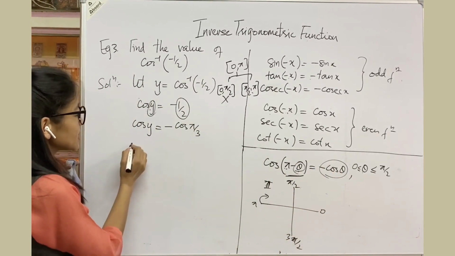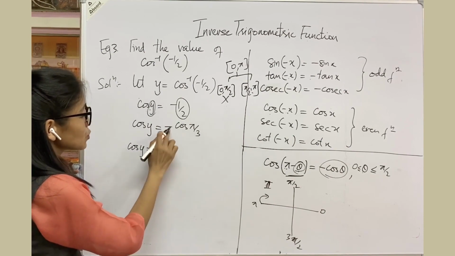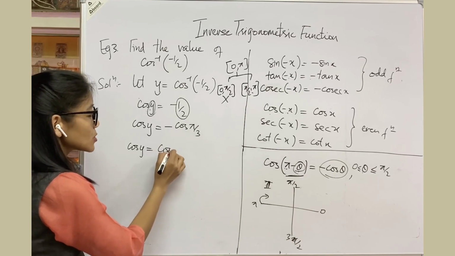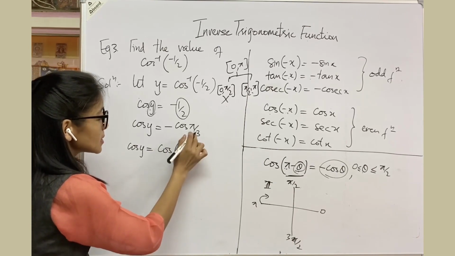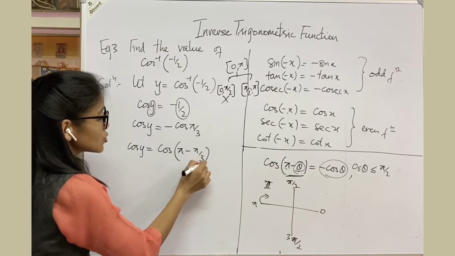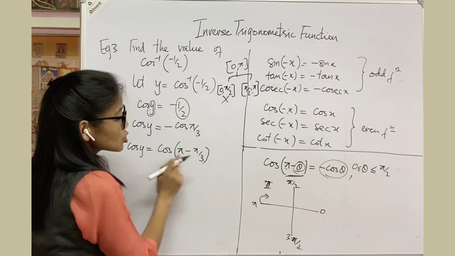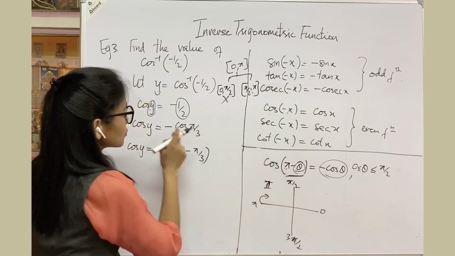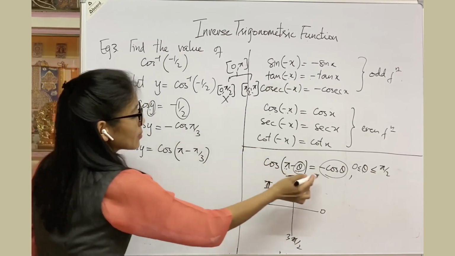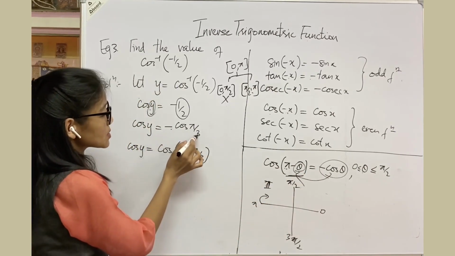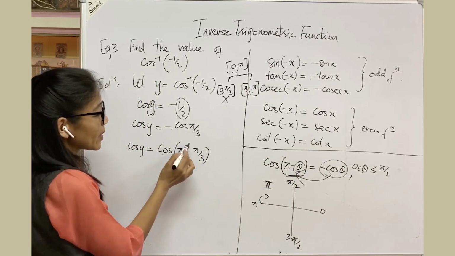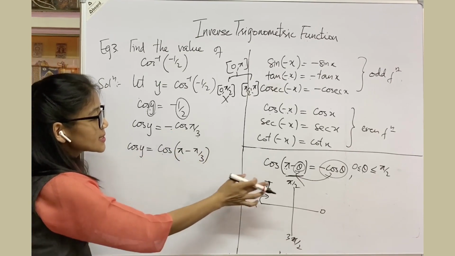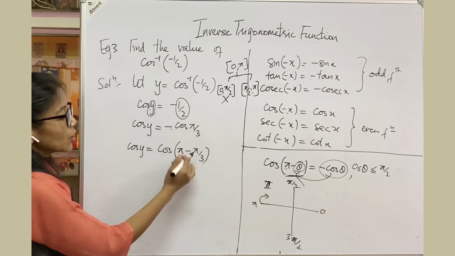So therefore I can write cos y is equal to, now we cannot take this negative inside as I've shown you here. So now I can write cos of pi minus theta, here theta is pi by 3. So now we got this formula: cos of pi minus theta is equal to negative cos theta. So here I have negative cos pi by 3, which can be expressed as cos of pi minus pi by 3, because we are getting a negative value since this angle lies in the second quadrant in which cos is negative. So you can write it like this.